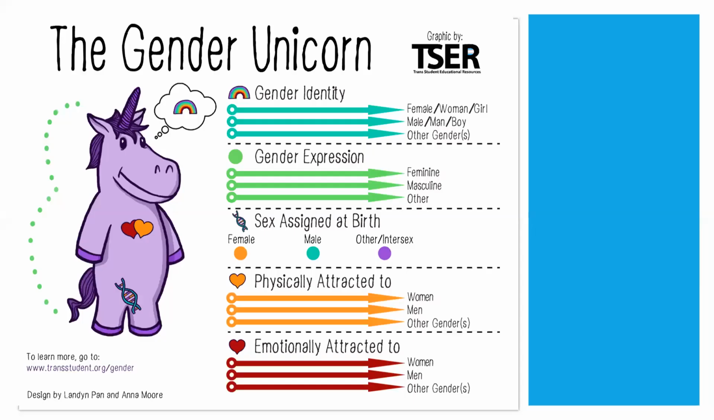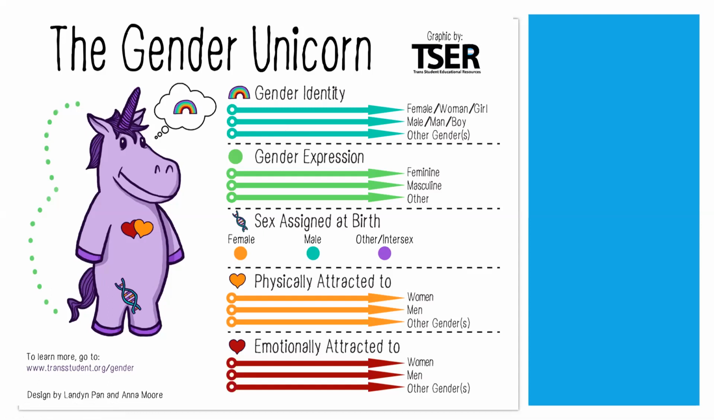All right, so let's get started on the gender unicorn. So this here is the gender unicorn. The first thing that we're going to go over is gender identity. With gender identity, if you look here where the thought cloud is, that is more along the lines of your own conception of your gender. And notice that you have these little dials, well, not dials, but it's almost like it's on a spectrum. So you have female, woman, girl, male, man, boy, and other genders.